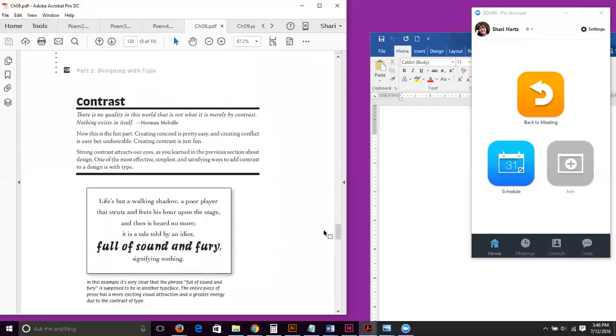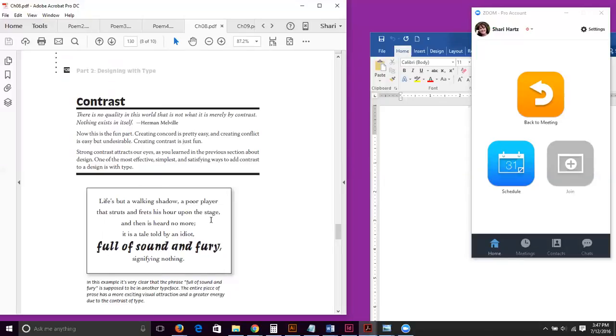Okay, here's contrast. So when we contrast something, it really is going to cause our eye to go to whatever it is that we're talking about. Hold on just a second. Sorry, I got a frog in my throat. Okay, so when we look at contrast, it's really going to draw your eye to something.